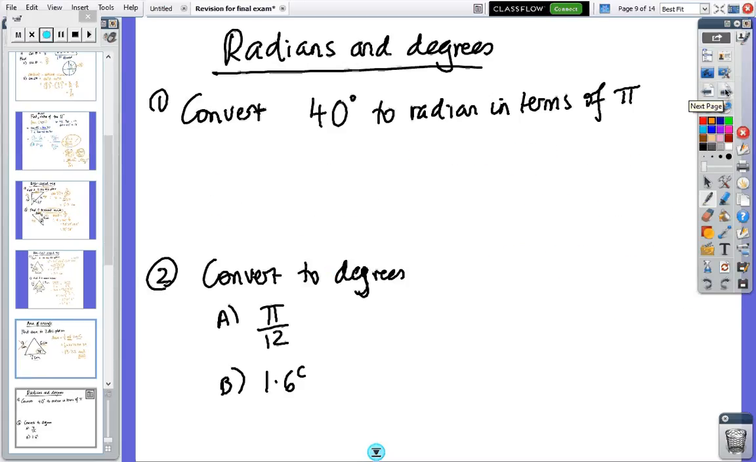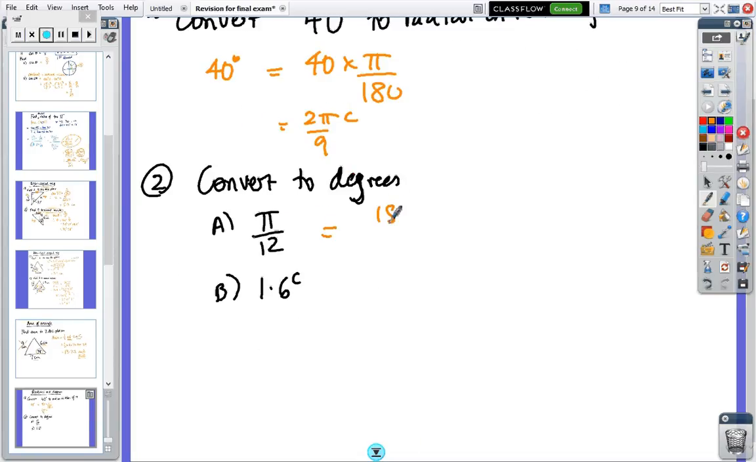Okay, radians and degrees, convert 40 degrees to radians. Let's have a go. When you're ready, come back. Okay, so 40 degrees equals 40 times pi over 180, and that equals 2 pi on 9 radians. So you won't get penalised for not putting the units in, but that's what the answer is. Okay, next one. Pi is 180 over 12, and so that equals 15 degrees.